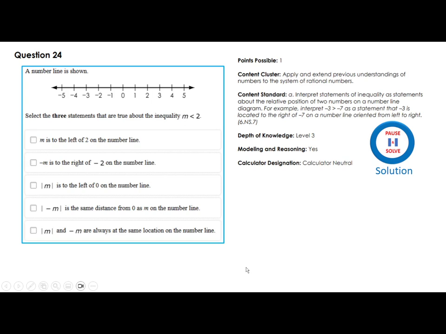Okay, this is an interesting question. A number line is shown. Select the three statements that are true about the inequality m less than 2, okay?